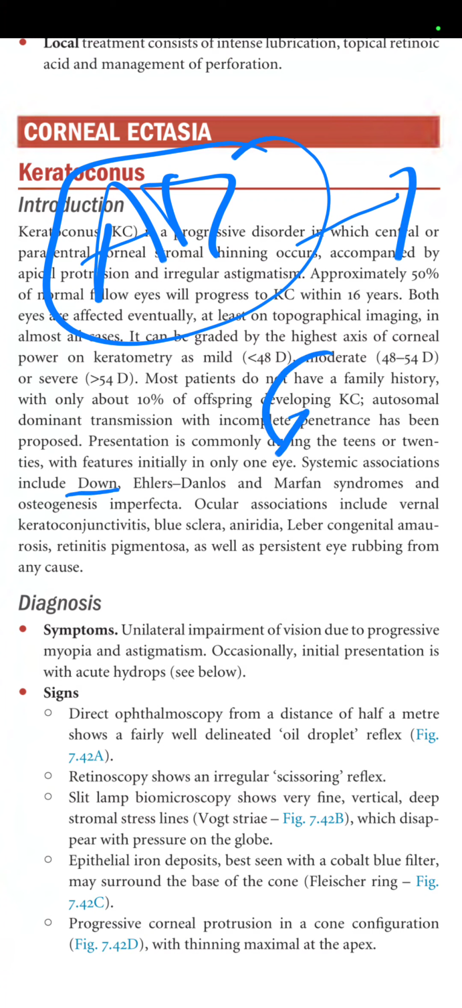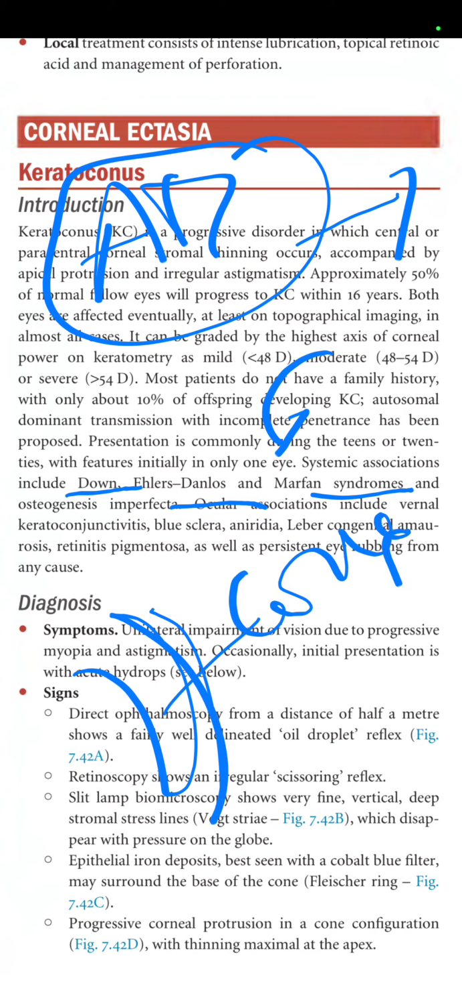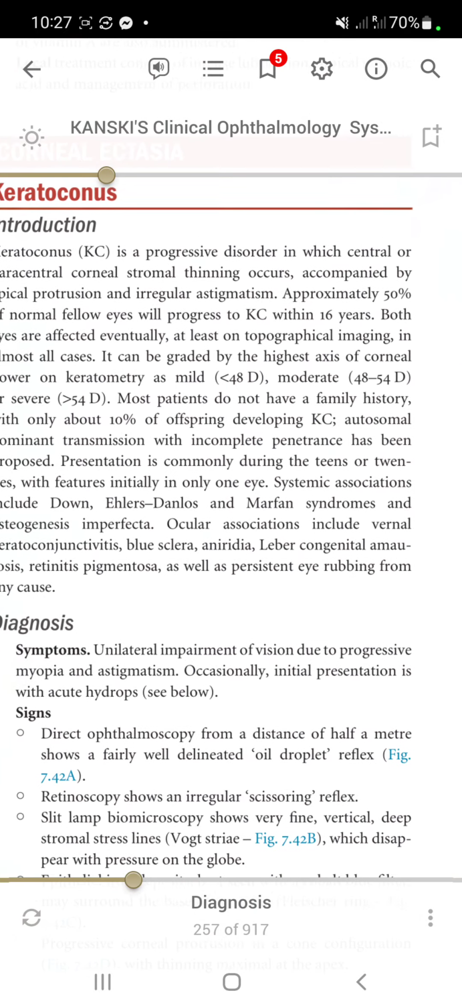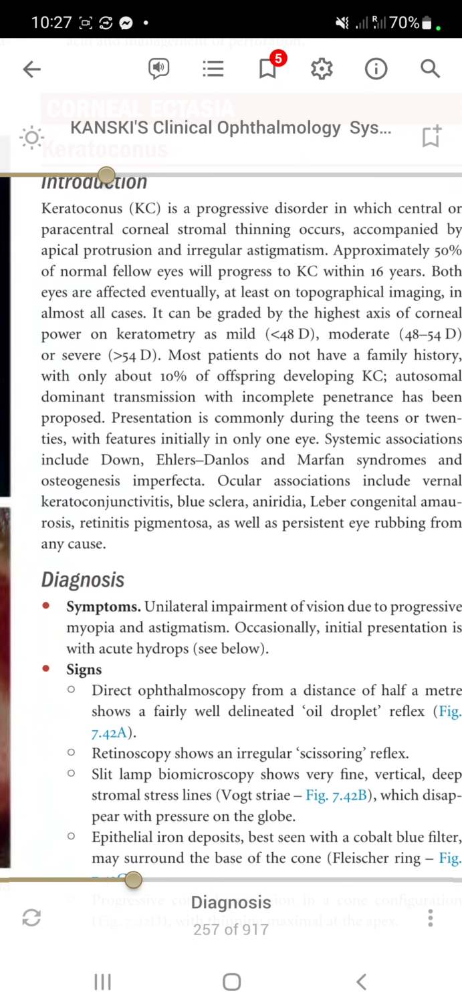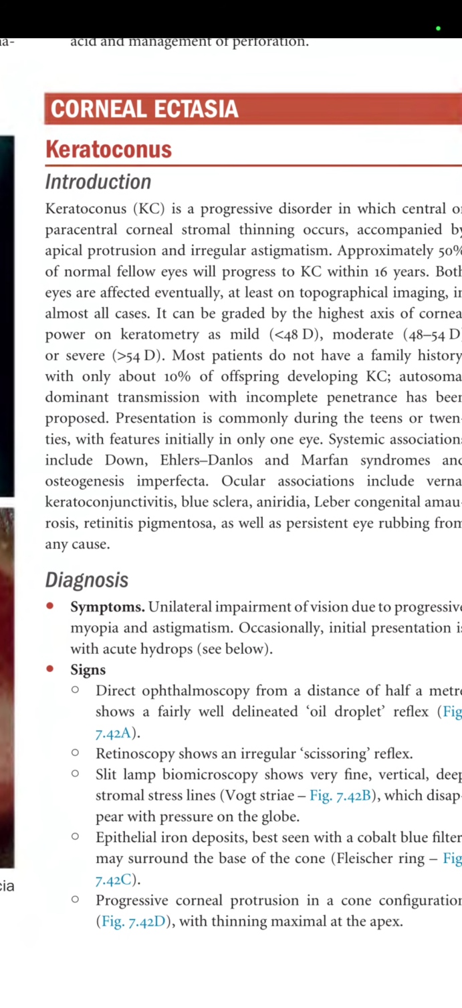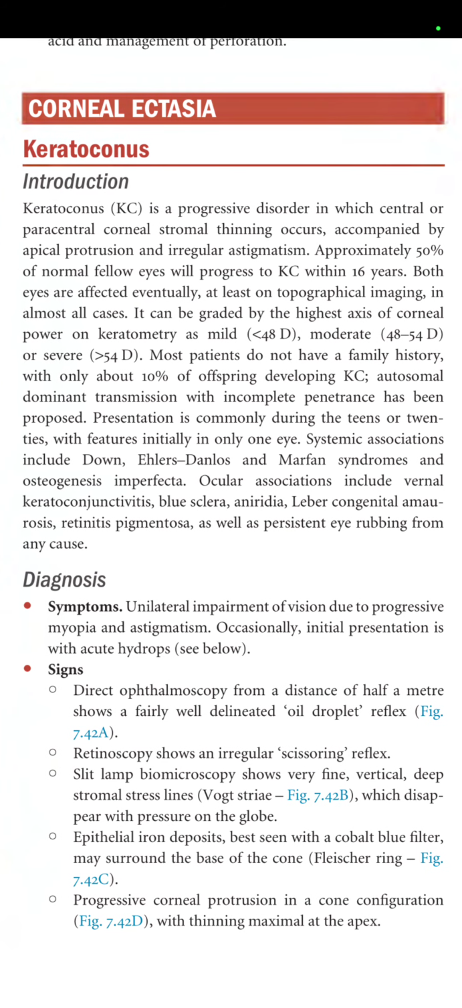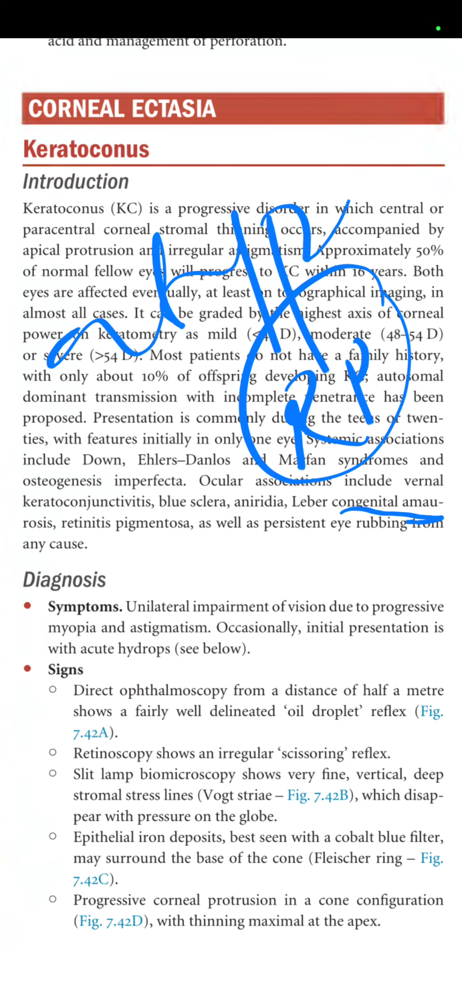Systemic associations are Down, Ehlers-Danlos, and Marfan syndromes, in which there is a collagen formation defect, so you can always say that the cornea is protruded in that case. RP is also a very important cause of keratoconus, as well as Leber congenital amaurosis. It is also a form of atypical RP. We will discuss it in the retina chapter.